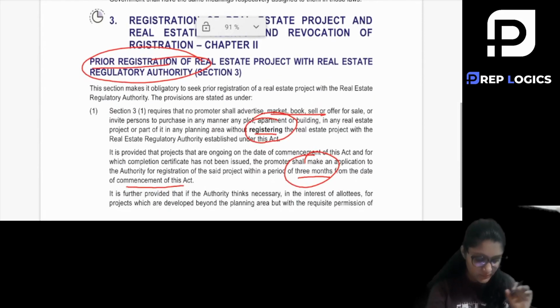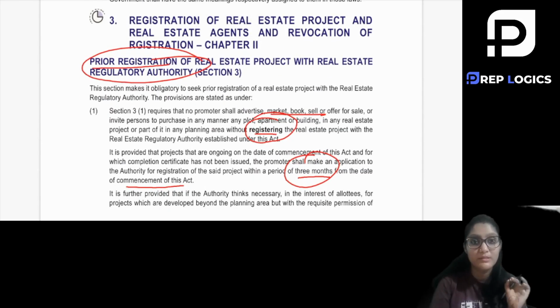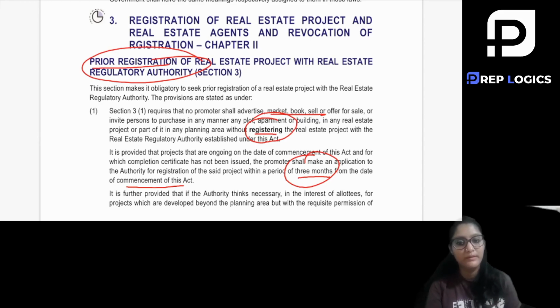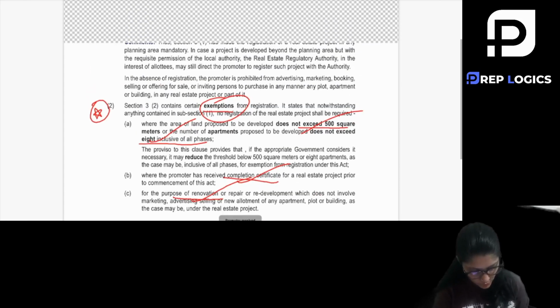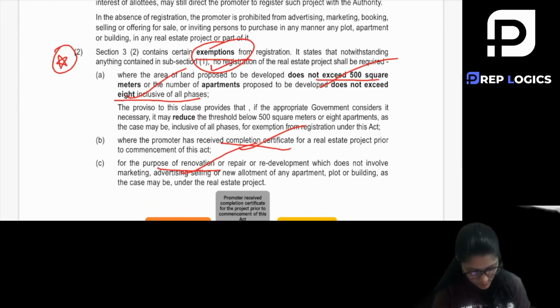Now these are the detailed sections. We are going to study it very fast because I have already covered all the points. The registration needed to be done 3 months from the commencement of the act. I am only showing you the important points. Exceptions we have covered: 500 square meter, completion certificate, repair and renovation, 500 square meter, 8 apartments.